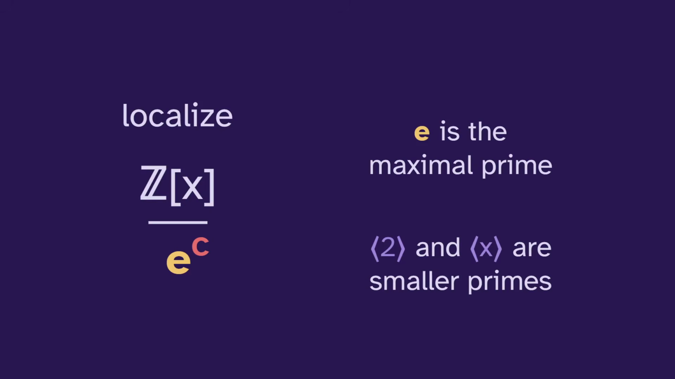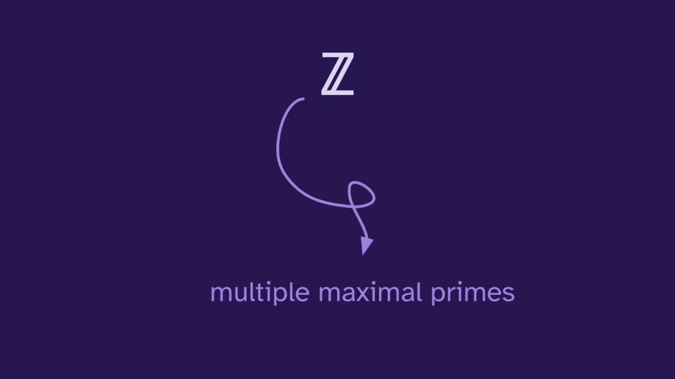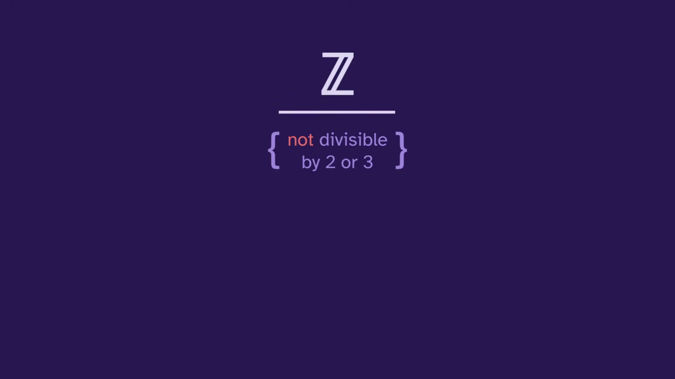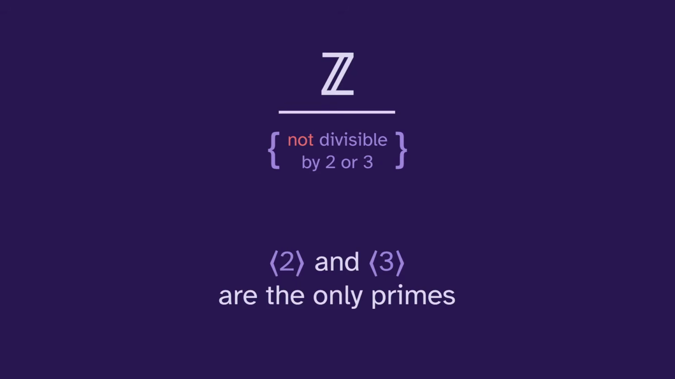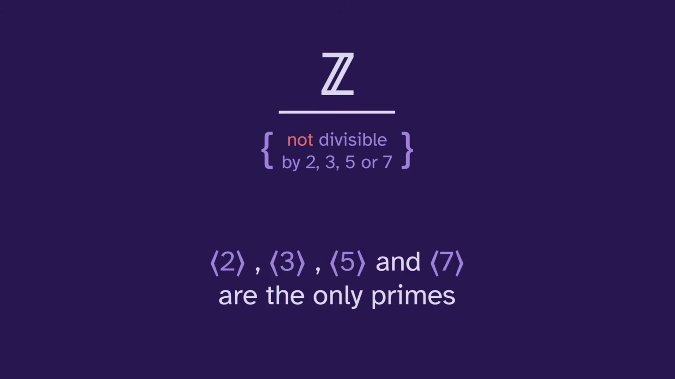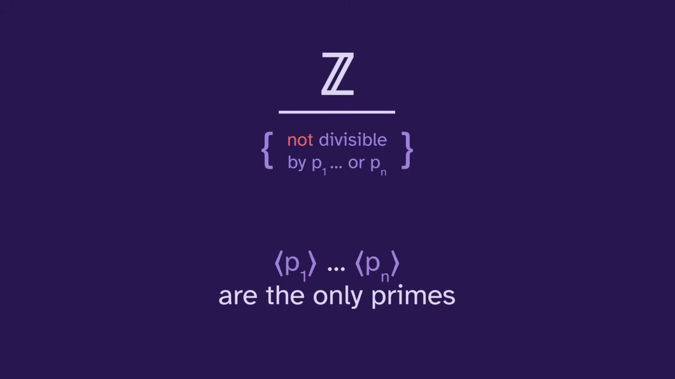To wrap up this one, let's go back to the integers. We can broaden this localization idea to get multiple maximal primes. So if we divide by everything that's not divisible by 2 or 3, we end up with a domain where 2 and 3 are the only primes. And we can add in 5 and 7. This idea generalizes to any n primes. Given any set of primes, we can construct a domain where they're the only primes. And I think that's pretty cool.